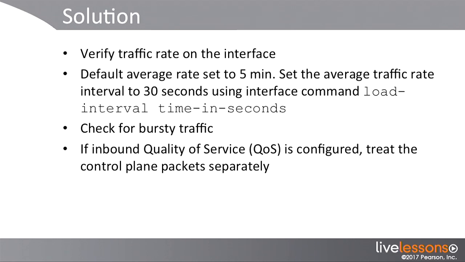When you are working with QoS policies, ensure that control plane packets are treated separately. They are marked with the proper DSCP values and they are given higher priority than other traffic. This will help overcome any challenges that you face with QoS and input queue drops. One more thing that you can do is increase the buffer size of the interface. Let's see how you can increase it.